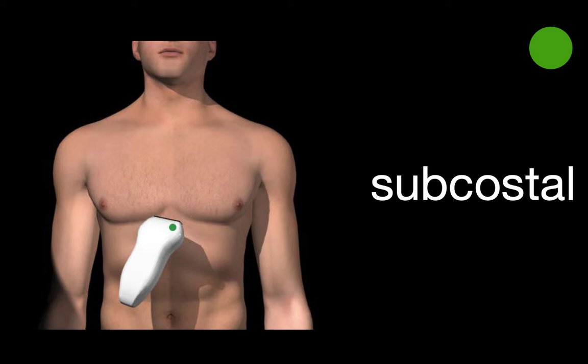Now this is the view that we're most familiar with as we routinely use it in the FAST exam. The indicator should be pointing towards the right side and should be in line with where the indicator is on your screen. This is the best view for obtaining information regarding a pericardial effusion and to look for evidence of tamponade.